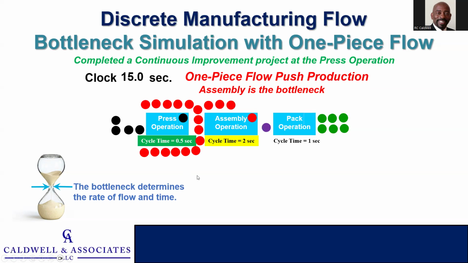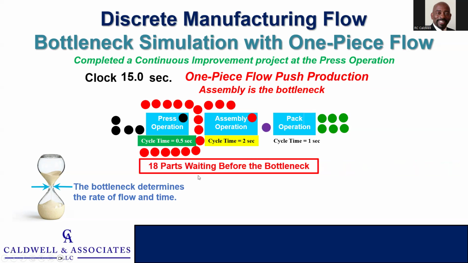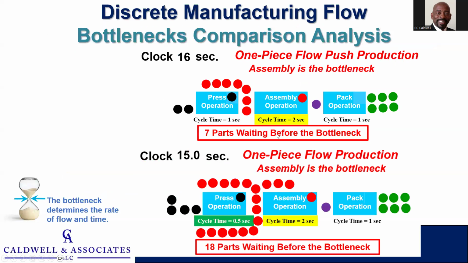Okay, the critical bottlenecks. All right, this is a simple illustration. You got 18 parts waiting before the bottleneck. Okay, it takes you 15 seconds to get a finished good. Now let's compare the bottleneck that we had before with our improvement, which we thought was an improvement, but actually it made our operation worse.